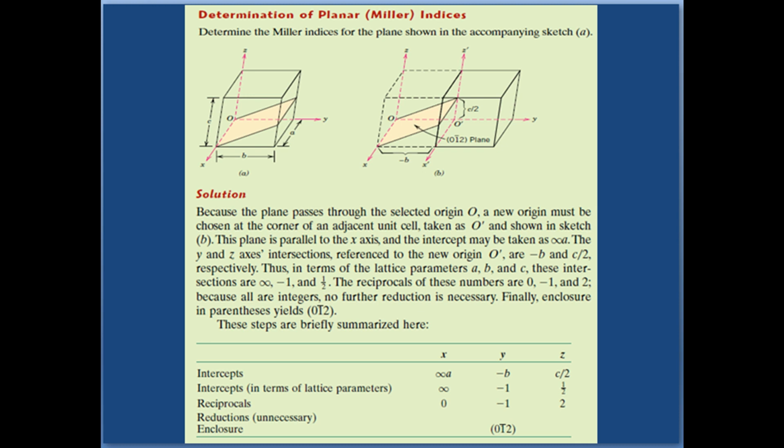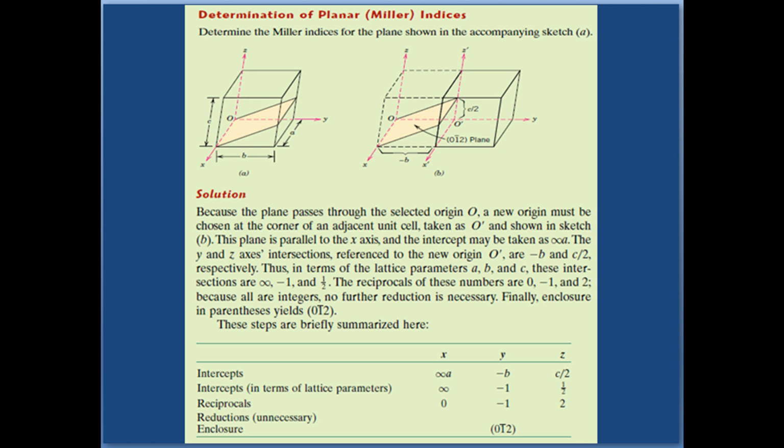Now, the reciprocals of these numbers are: the reciprocal of infinity is taken as 0, the reciprocal of minus 1 is minus 1, and the reciprocal of 1 by 2 is 2. Because all are integers, no further reduction is necessary. Therefore, finally, we enclose them in parentheses, and the solution for the given problem is (0 1-bar 2).